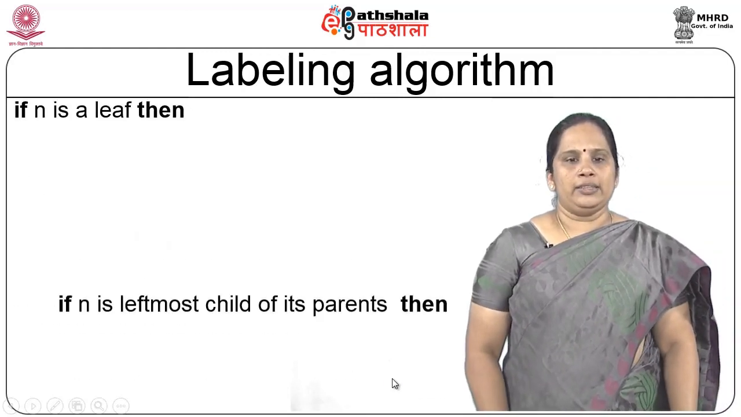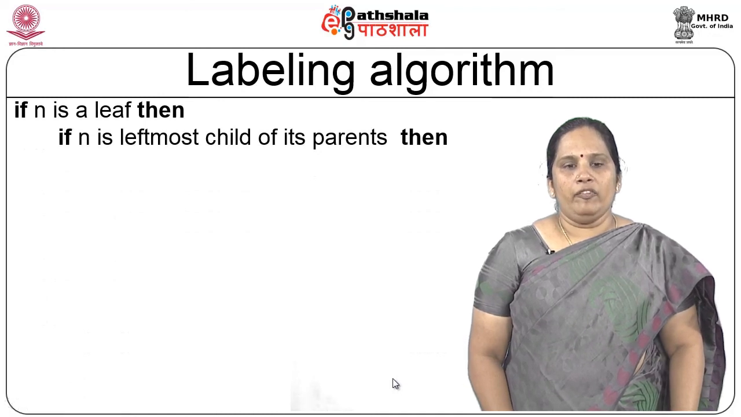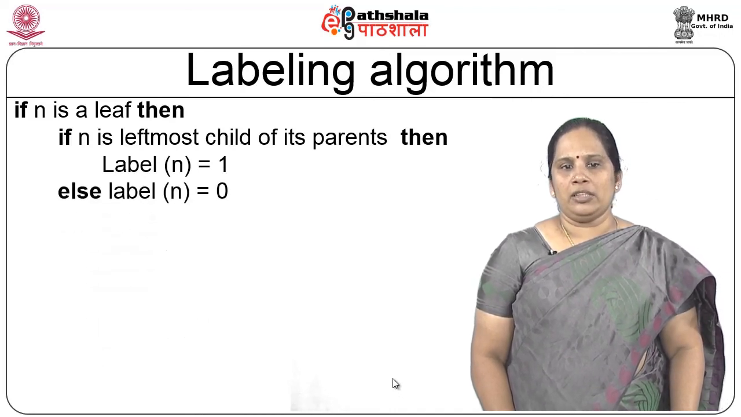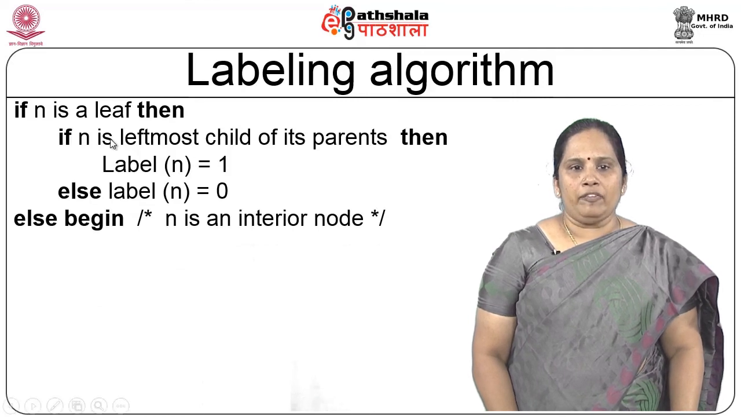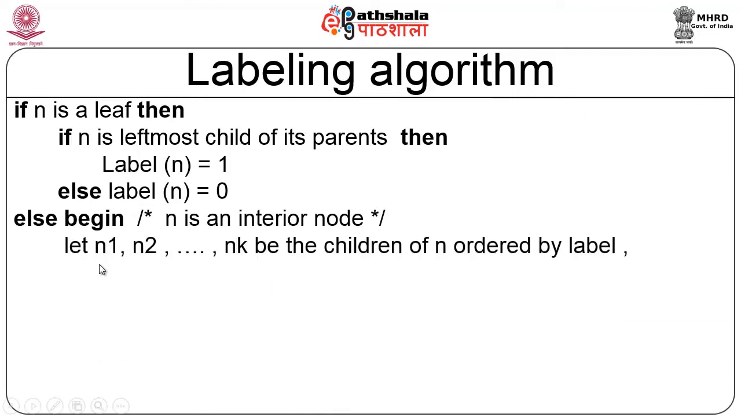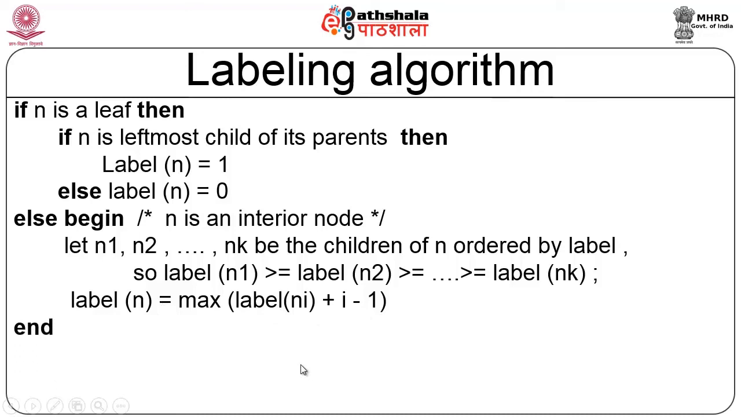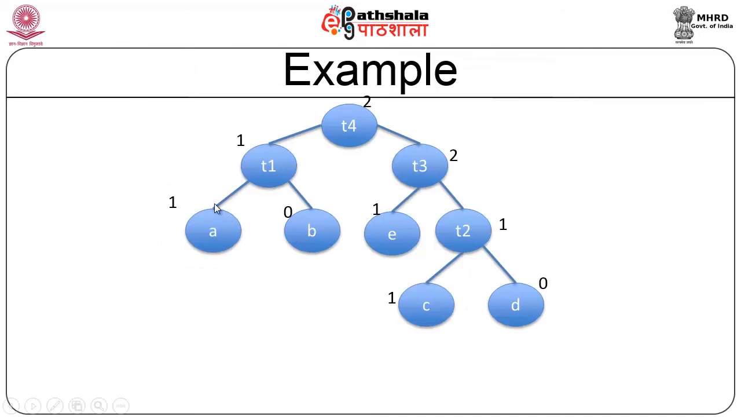Now this is the algorithm. If n is a leaf node, then if n is the leftmost child of its parent, label of n is equal to 1, else label of n is equal to 0. If it is not a leaf, if it is an interior node, then let n1, n2, up to nk be the children of n ordered by label, so that label of n1 is greater than or equal to label of n2. So the left will have a greater value compared to its sibling. Label of n is equal to max of label of ni plus i minus 1. So this is incrementing by 1 or finding out the max. In that case, this is a leftmost child.